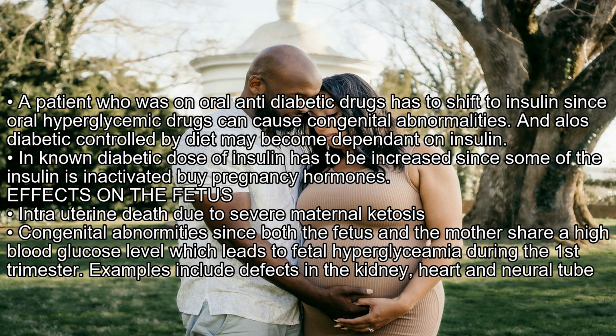Diabetic controlled by diet may become dependent on insulin. A known diabetic's dose of insulin has to be increased since some of the insulin is inactivated by pregnancy hormones. Effects on the fetus. Intrauterine death due to severe maternal ketosis. Congenital abnormalities, since both the fetus and the mother share a high blood glucose level, which leads to fetal hypoglycemia during the first trimester. Examples include defects in the kidney, heart, and neural tube defects.